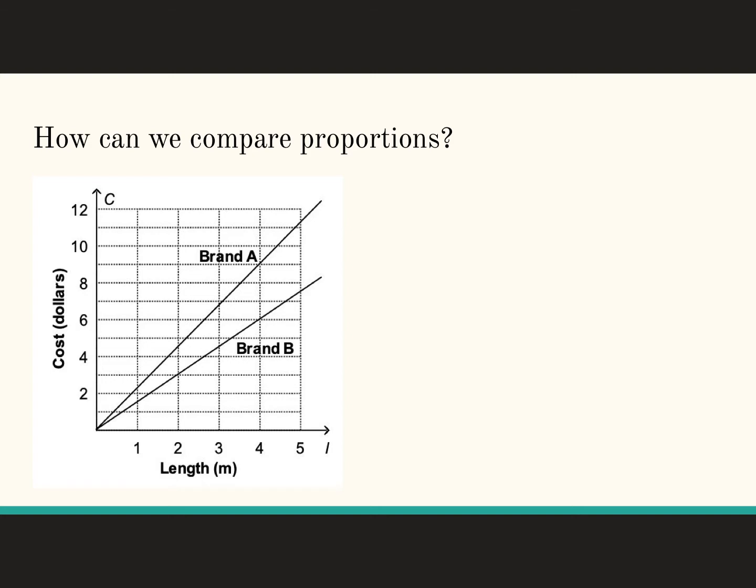When we have two items that are represented in the same way, as you can see, brand A is this lovely line right here. Brand B is this yellow line right here. How can we compare them? Well, that's actually pretty simple. We are going to compare the steepness of the line. Remember, the steeper a line is, the closer it is to vertical, straight up and down.